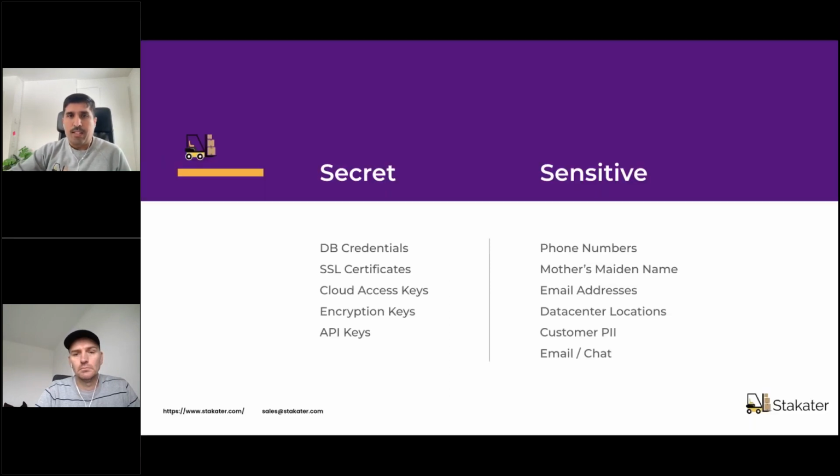Then here are some examples to think about, okay, is this a secret, or is it not a secret but sensitive information? So if you look at database credentials, SSL certificates, encryption keys, API keys, all of those are secrets. But then other things like phone numbers, email addresses, most probably it could depend on your context, but I think they are more like sensitive information, not secrets.